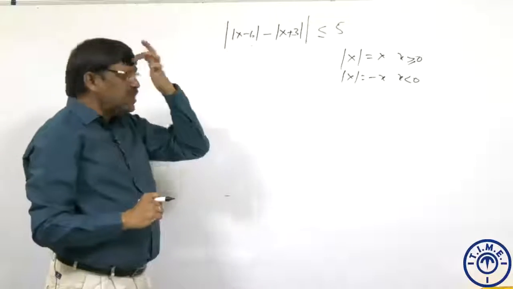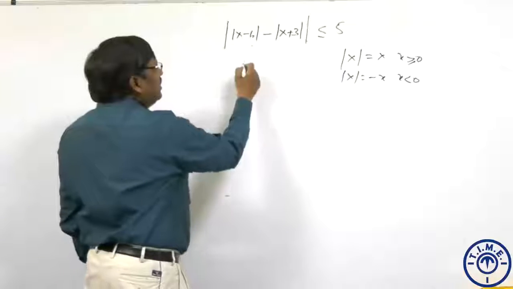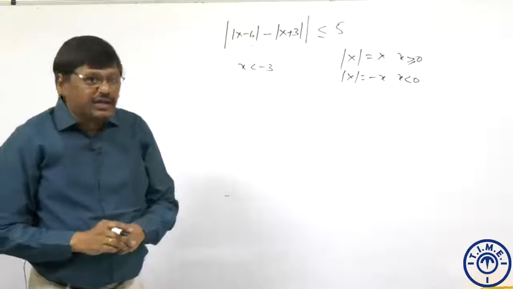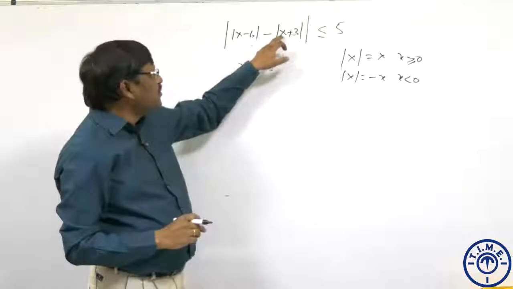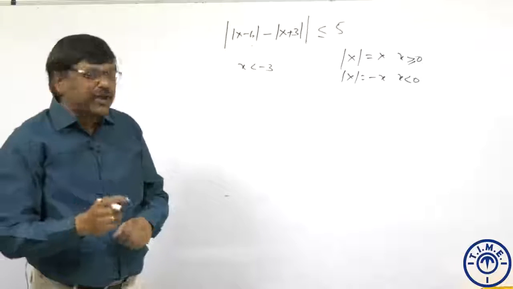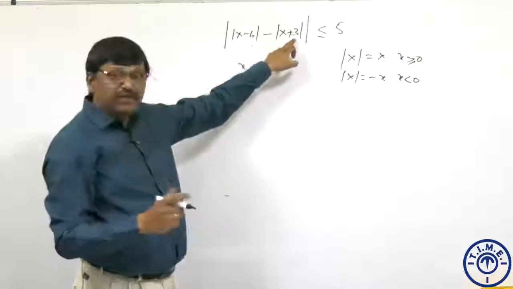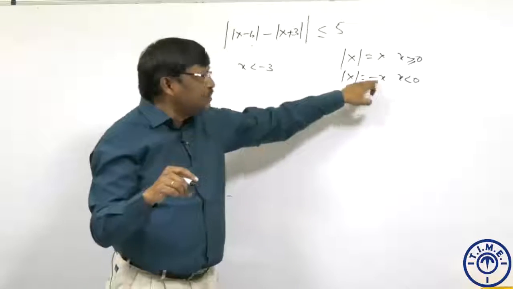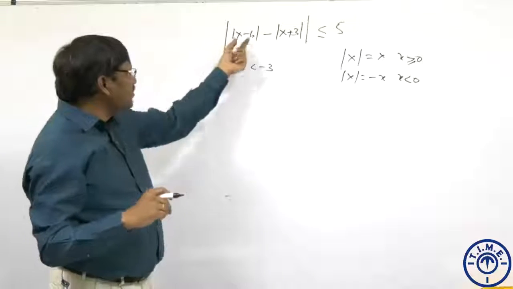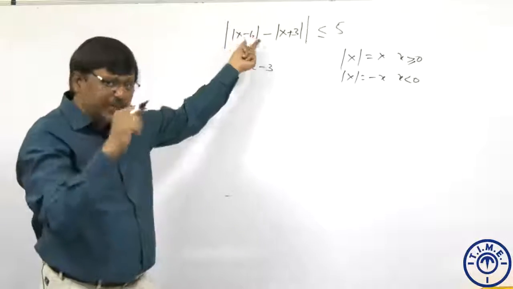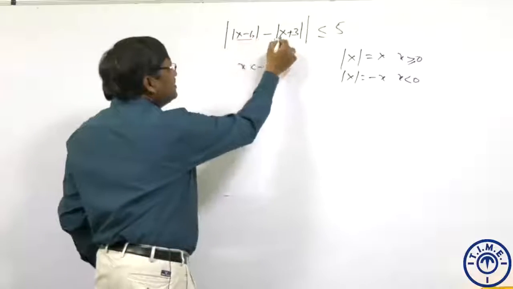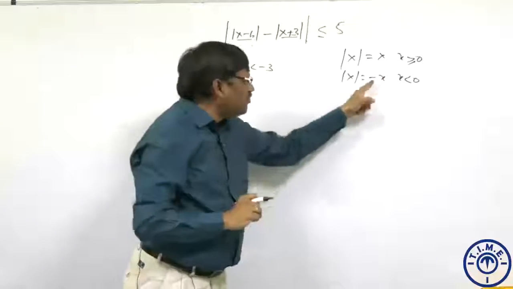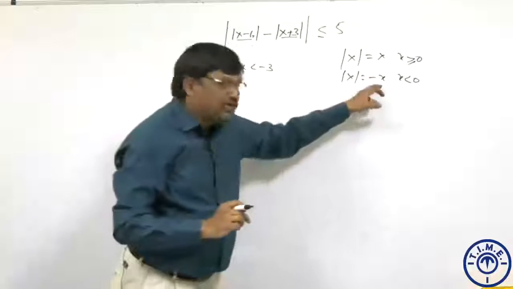Now, if this x plus 3 is positive or negative, suppose x is less than minus 3. If it is less than minus 3, suppose I take minus 4, then minus 4 plus 3 will be negative, and minus 4 minus 6 will also be negative. That means this will be less than 0 if x is less than minus 3. If x is less than 0, the absolute value of that will be equal to minus x.